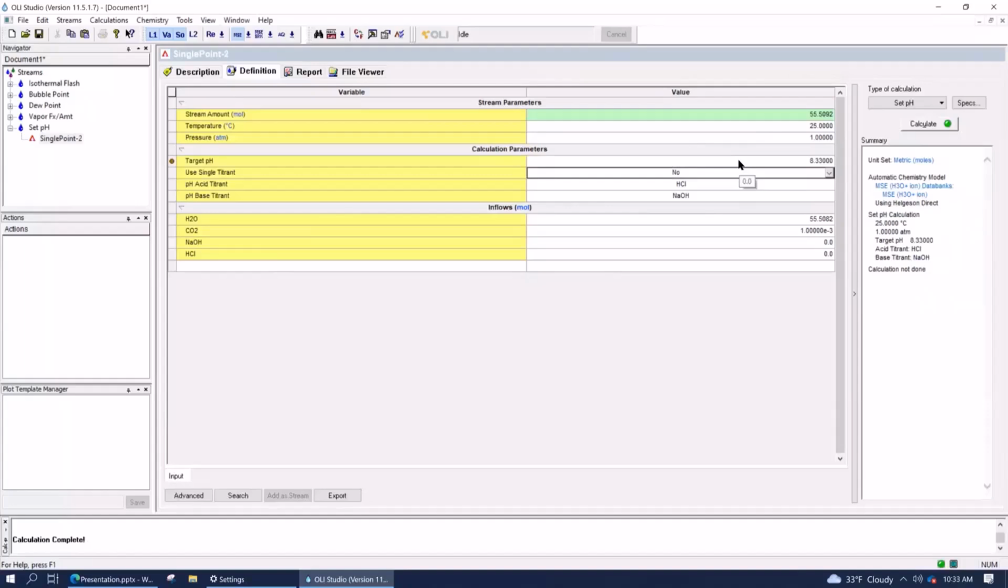Now, you may ask, why 8.33 or why 8.3? As it turns out, 8.3 is roughly the pH where the system is dominated by the bicarbonate ion. Essentially, we'll show this Thursday when we do surveys, but at a pH of about 6.3, the system is 99% CO2. At 8.3, the system's about 99% bicarbonate. At 10.3, the system's about 99% carbonate, CO3²⁻. That's essentially the speciation of the carbonate system. But let's just actually run this now.